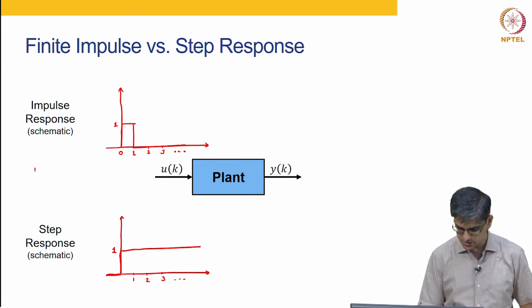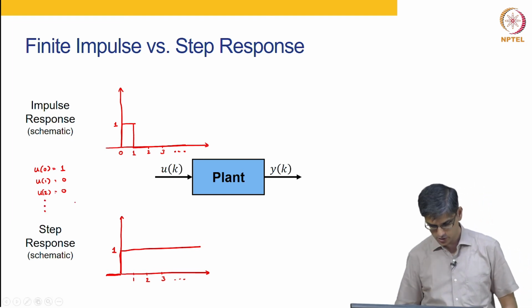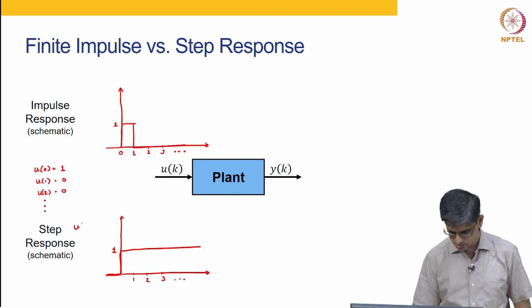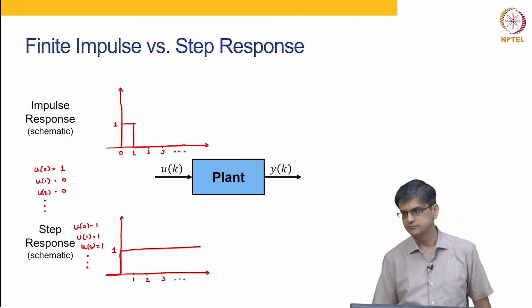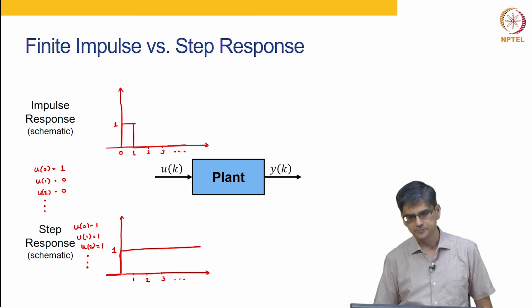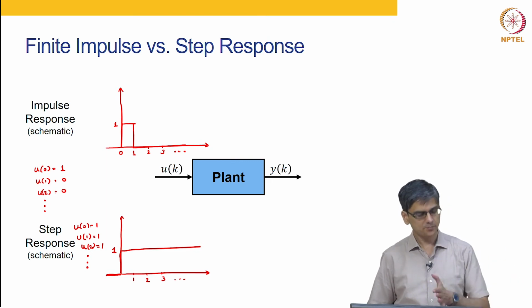So, what does that impulse mean? U0 equal to 1, U1 equal to 0, U2 equal to 0, and so on. What does step mean? U0 equal to 1, U1 equal to 1, and so on. Now, this impulse or this step has been fed into the system.